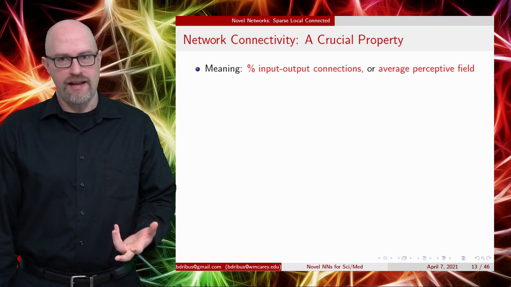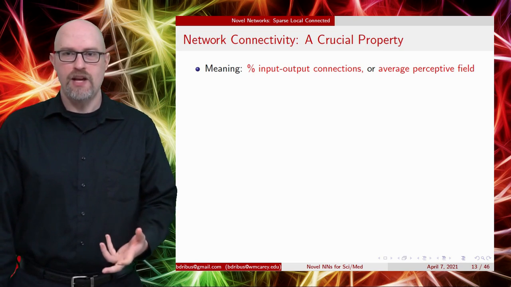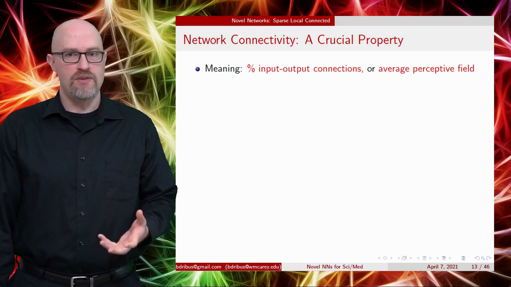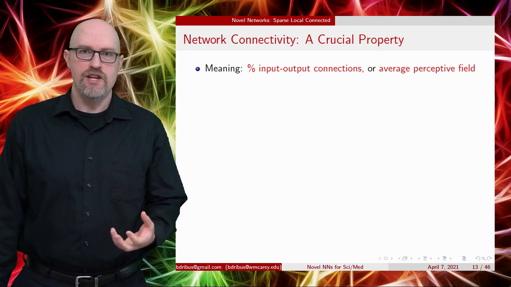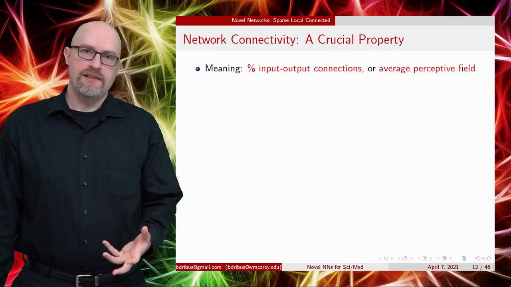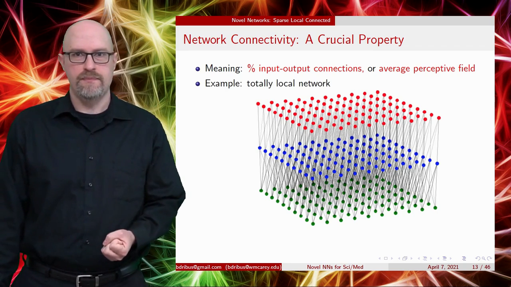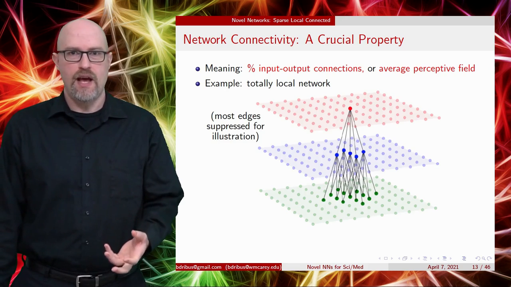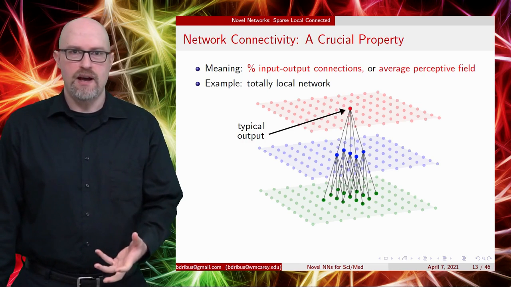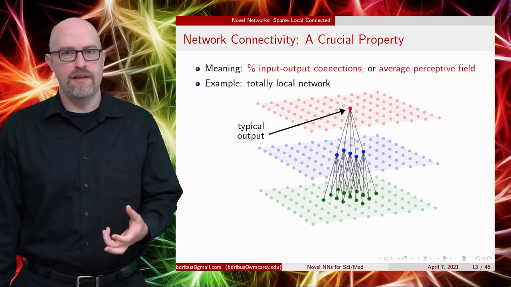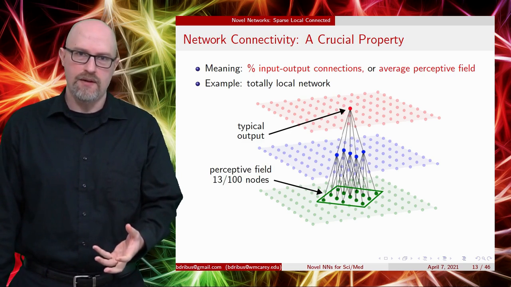We can also think of connectivity in terms of looking back in time from an output node along incoming edges and checking which input nodes it can see. These nodes and edges are called the perceptive field, or the history of the output node. For example, let's look at a totally local network with 3 layers of 100 nodes each. Here I show just the paths through the network that terminate at a given output node. Following these paths back in time, we can see that this output node is connected to 13 input nodes. This is its perceptive field in the input layer.